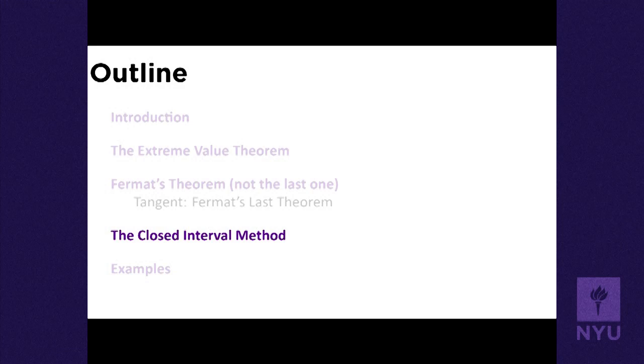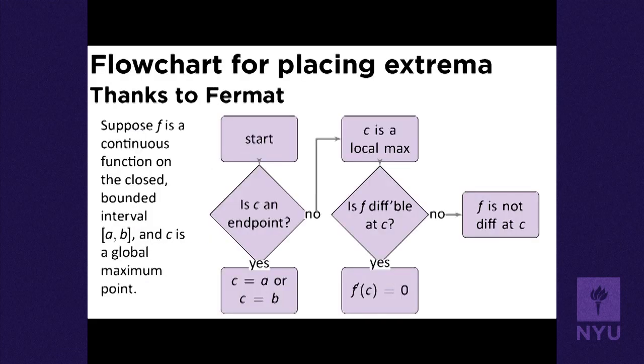And what we were going over was this idea about Fermat's theorem, which says that at a local extreme point, if the function is differentiable, the derivative must be zero. Okay, so back to our scheduled class. We can use Fermat's theorem to find the extreme points. And that's the whole idea. Extreme value theorem tells me that there are extreme points, but it doesn't tell me where they are.